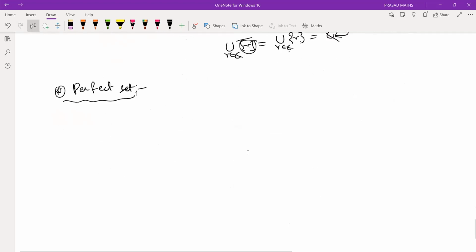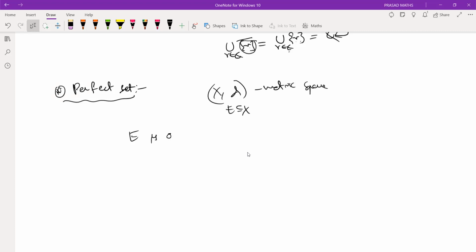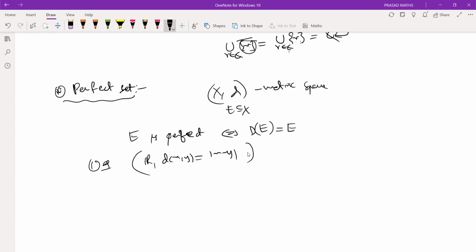Right? Perfect set means what? You start with again any metric space. You start with any subset E of X. E is perfect if and only if every point of the set E is a limit point of E, and the derived set is the set itself. Derived set of a set is the set itself. So can you give me at least one example? Closed interval 0, 1 with respect to the usual metric.